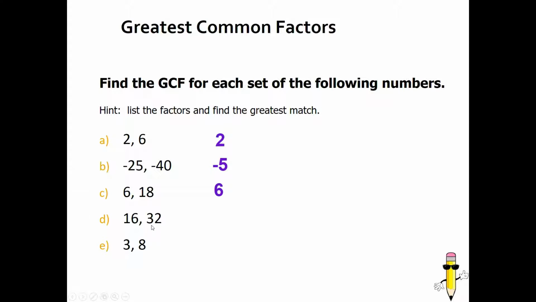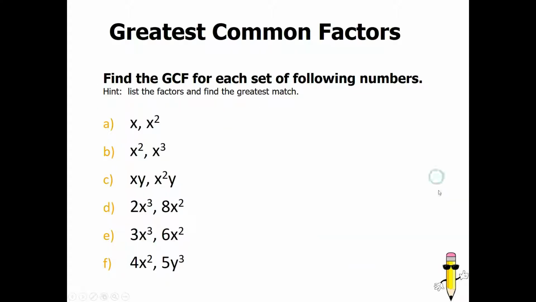And then we've got 16 and 32. Take a moment to see what they might have in common, and they are going to have 16 in common. After that, we're going to take a look at E, which is our last one, and it's 3 and 8. I want you to try and figure out what 3 and 8 have in common. And it's just going to be 1. That's all they have in common, because there's nothing that goes into 3 that would also go into 8. If there is no greatest common factor and it's trying to ask you what it's going to be, it's just going to be 1. So if you get something that's prime, just put in 1.